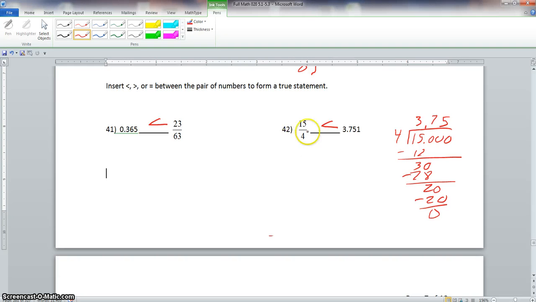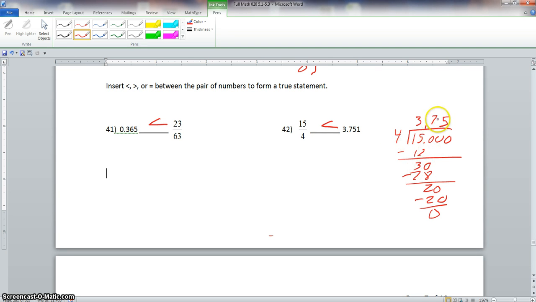Okay, class, for problem 42, picking up where we left off last, I took the liberty of solving this problem here. What we had to do was take 4 into 15, we put our decimal and brought it up and put 3 zeros here. So we took 4 into 15, which went 3 times. 3 times 4 is 12. 15 minus 12 gave us 3, and we brought down our 0.